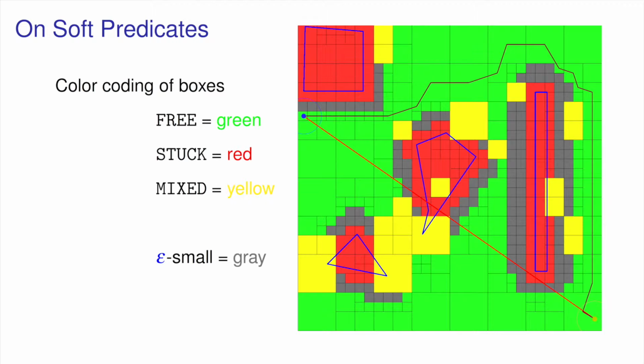This display demonstrates the classification of the boxes and their color code. Notice that boxes smaller than epsilon are colored gray.